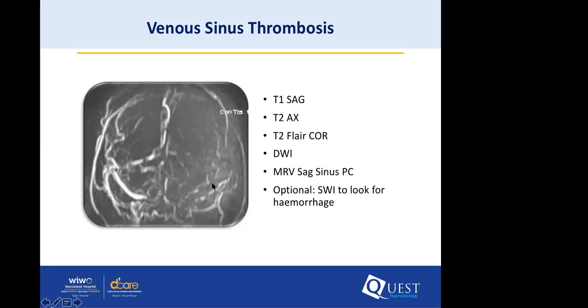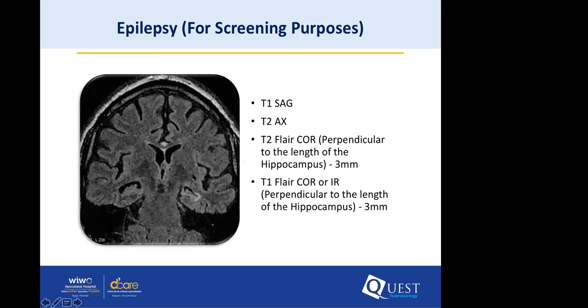And you can add sequences depending on the thrombus. Venous thrombosis can cause an infarction, so you can add a DW sequence, and it can cause hemorrhage within that infarction, so you can use an SWI. So we can play around with these things, but predominantly a venogram, MRV, is simple enough to identify a thrombus.